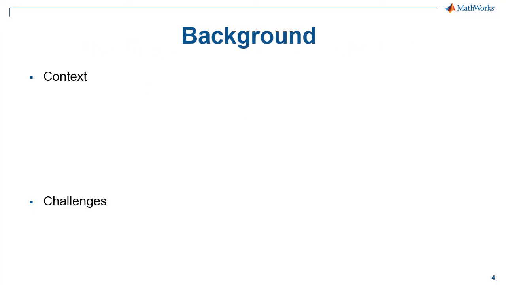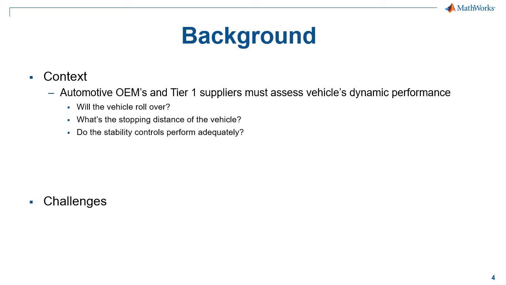Okay, let's get started. Firstly, let's get some background and context as to what the vehicle dynamics block set does and for whom it answers questions. First of all, automotive OEMs and Tier 1 suppliers must assess vehicles' dynamic performance. And to do this, they have to answer, for example, the following questions.